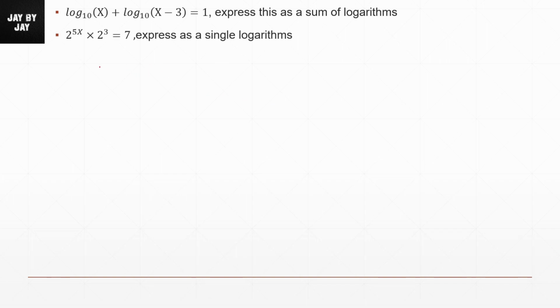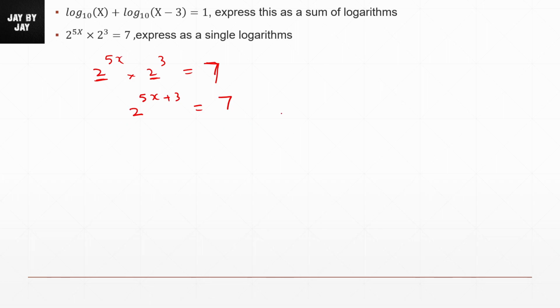The second example is given as 2 to the power x multiplied by 2 to the power 3 equals 7. In this one, we know the 2 is the same for both terms. So therefore we can write it like this: x plus 3 equals 7. What is the rule that we need to use in solving this one? We need to find it out. What is the rule that we need to apply?